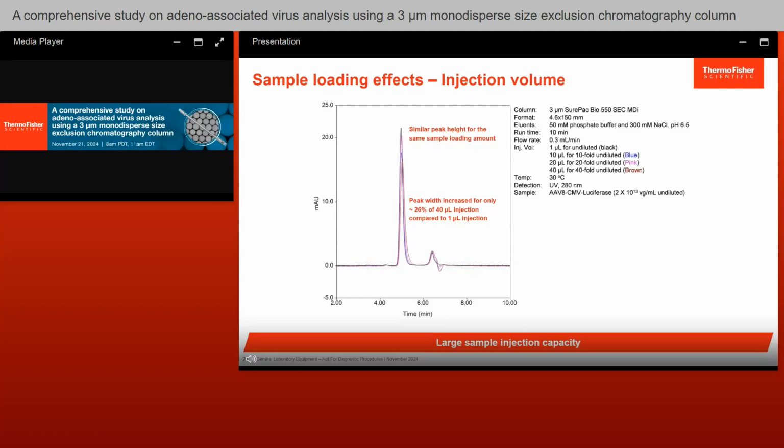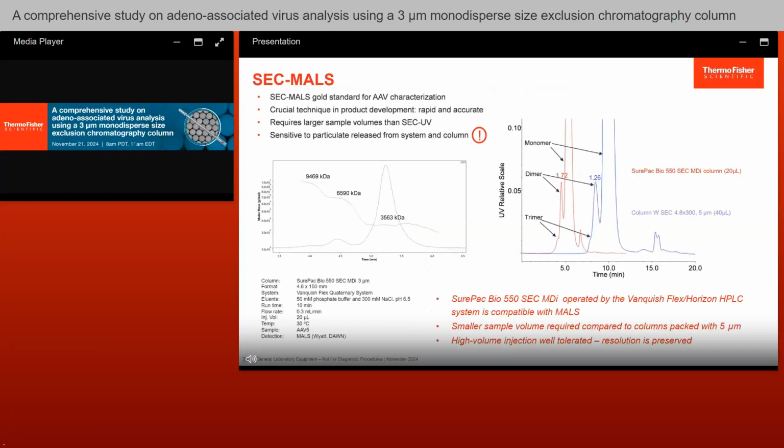So this column shows a very good capability to handle large injection volume. We also have very similar peak height for the same sample loading amount, although the injection volume is different.